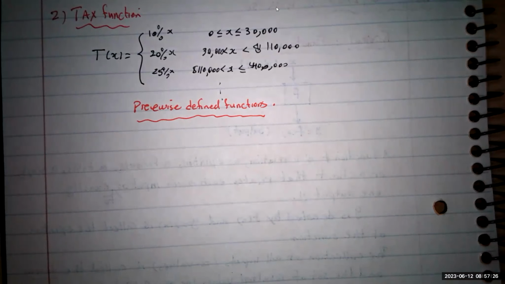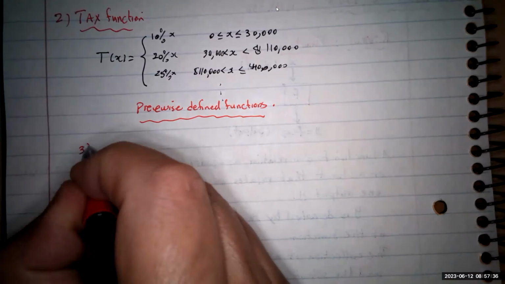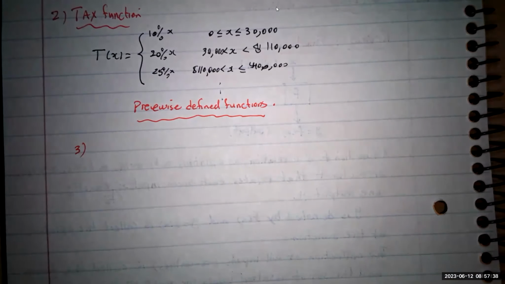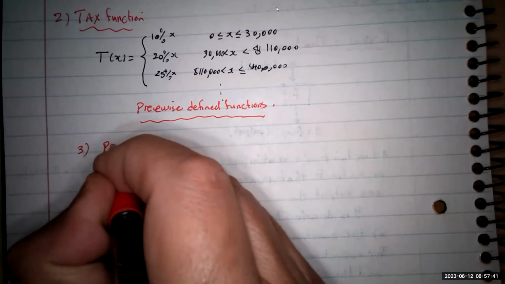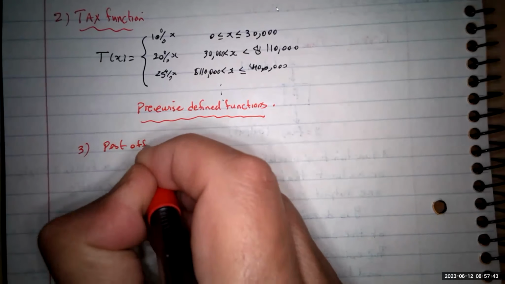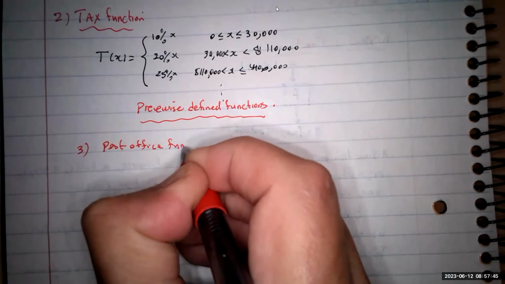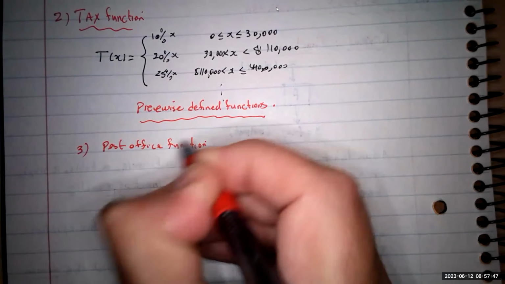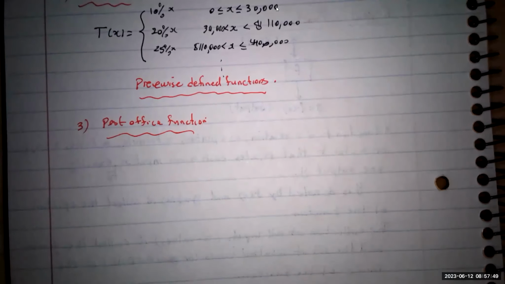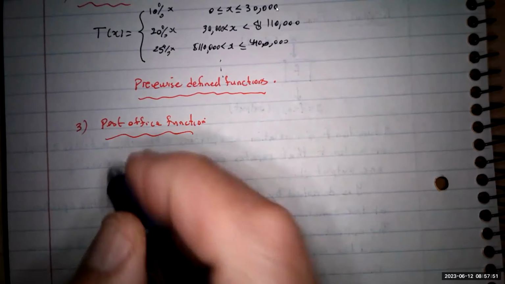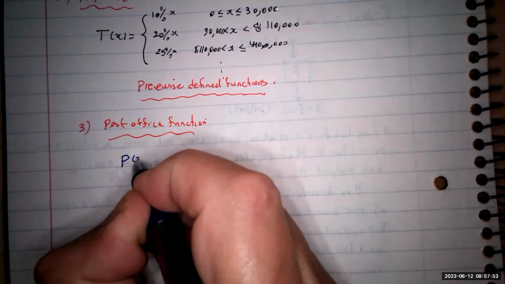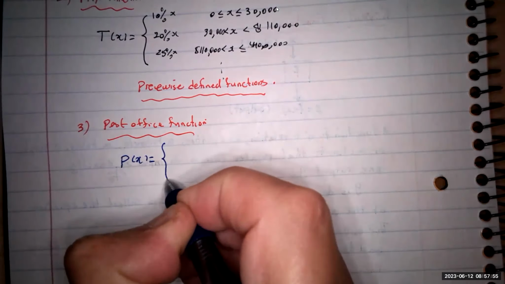So the gas station, fast food restaurant, grocery stores, tax function. The other one that we love is the post office. When you go to the post office, I'm going to call it the post office function. So what do you do in the post office? If you go to the post office and you want to post something, this is how much you are going to pay. You know that you have to put it on the scale.